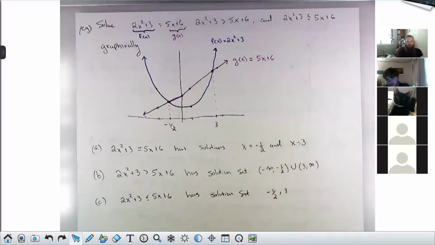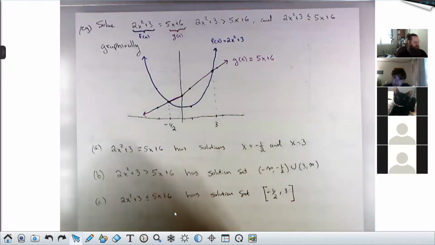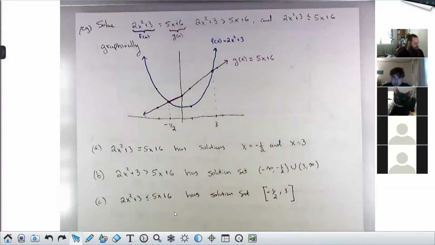What kind of delimiters should I use? Brackets or parens? Bracket. Yeah, we want to use brackets here because at x equals -1/2, those two functions are equal to one another, right? We have said that explicitly over here. So certainly it's true that they are less than or equal to, right? So these will both be brackets. Any questions on this one?